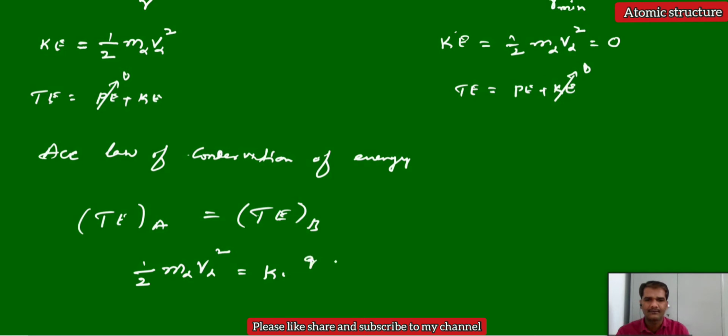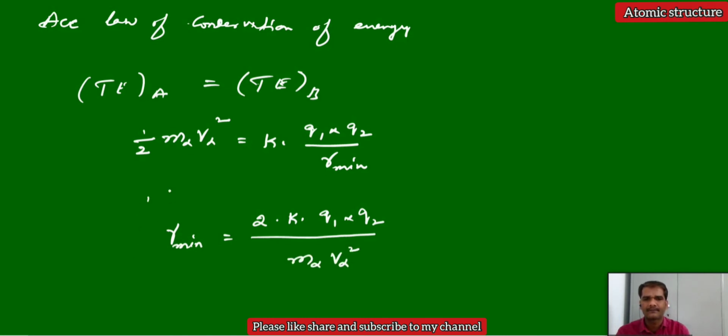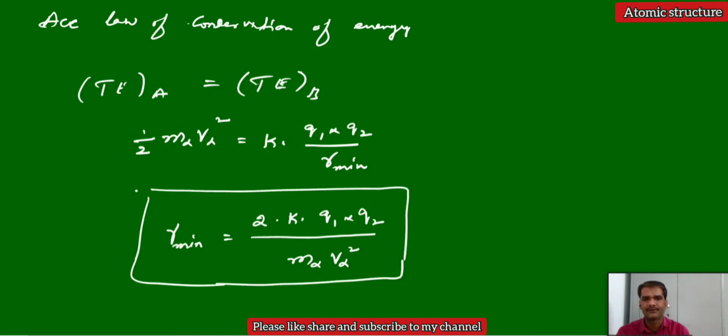K into Q1, Q2 by R minimum. From this, you calculate what we require, the distance of closest approach, that is R minimum. So R minimum is equal to 2 into K into Q1, Q2 by m alpha v alpha square. And this is the distance of closest approach.